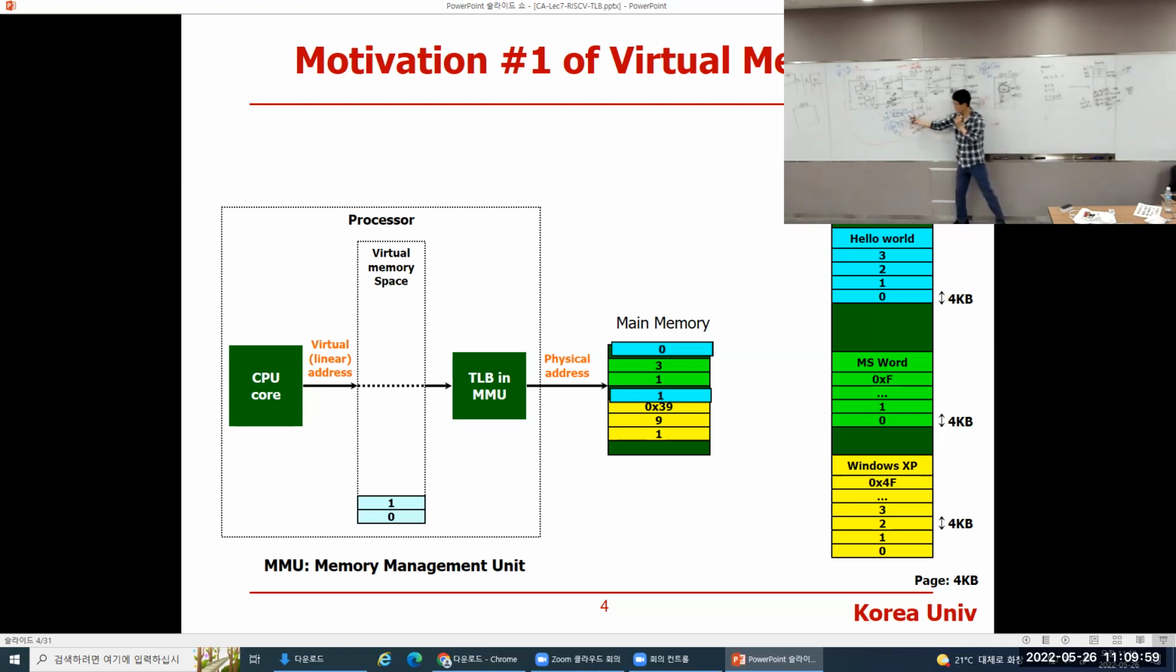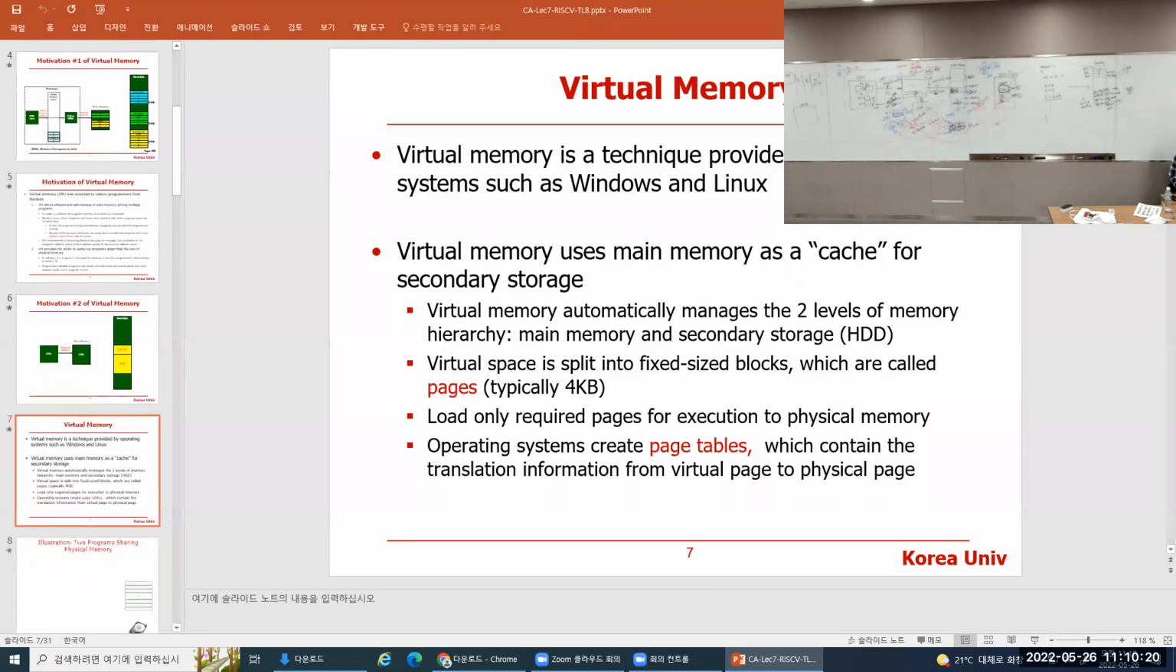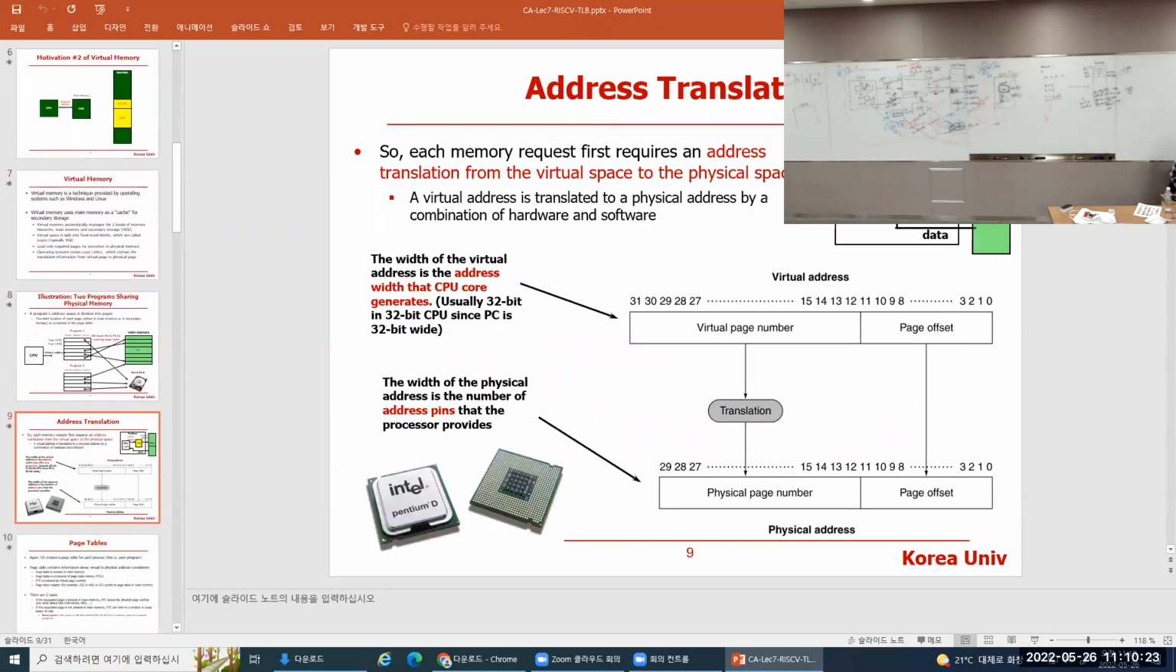Then again, using this virtual page number, you search each entry. Okay, that is the one. Then let's move on to this one.